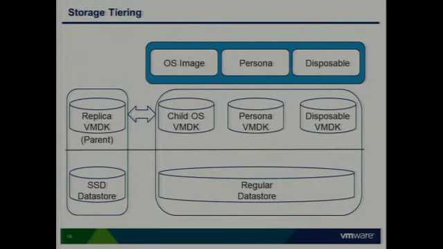So let's come to storage. And a lot of people are implementing storage tiering. If you look at a desktop VM, it has many virtual disks. It has the OS disk, the C drive, and then it has the persona disk where the user stores his data, and then you have the disposable disk which has the page file. So not all of these disks need to go to the same data store.